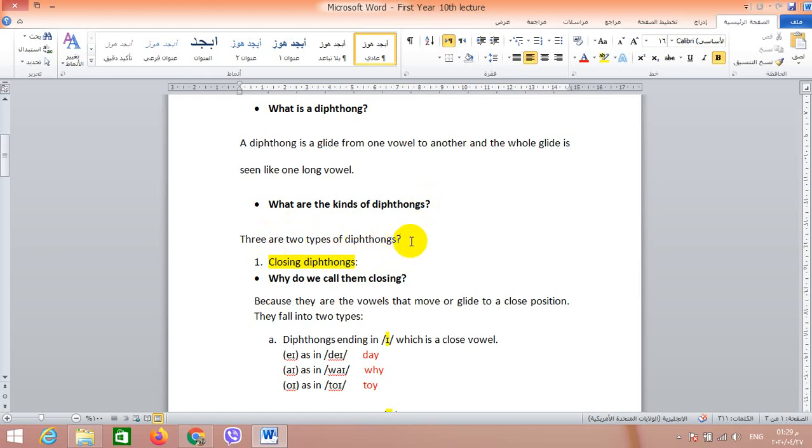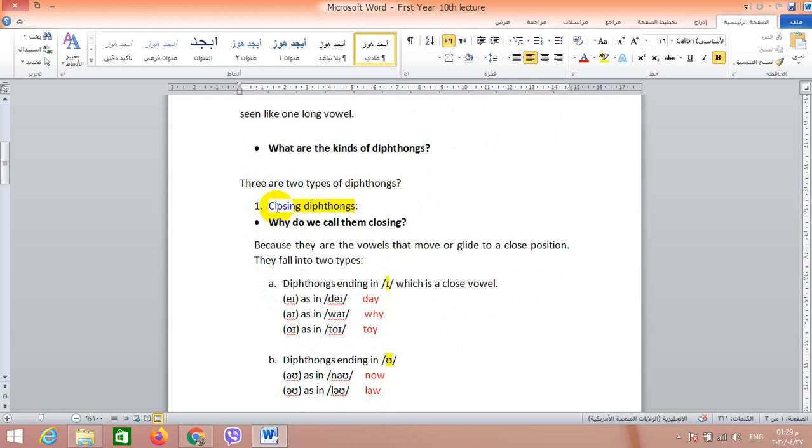Now, the second question is, what are the kinds of diphthongs? There are two types of diphthongs actually. The first one is called closing diphthongs. So again, another question, why do we call them closing? Because they are the vowels that move or glide to a closed position. So whenever we have a movement or a glide from a non-close to a closed position, or from close to closer, it means that this diphthong is a closing diphthong.